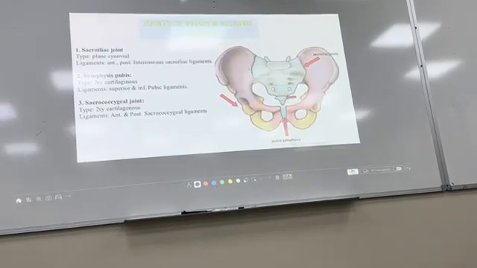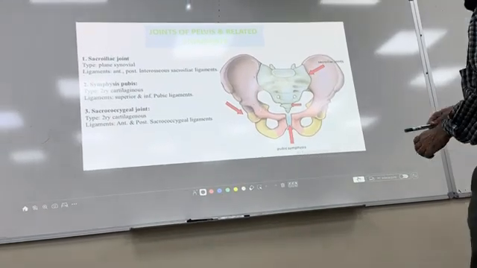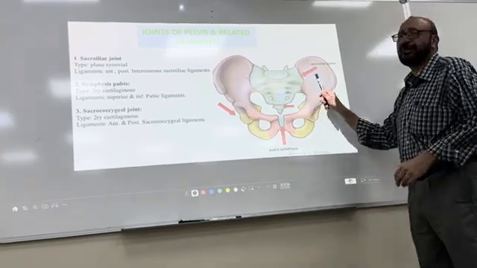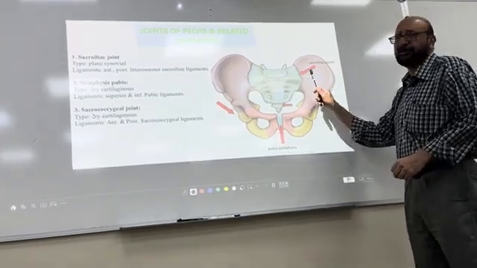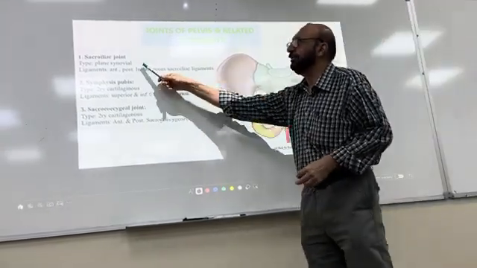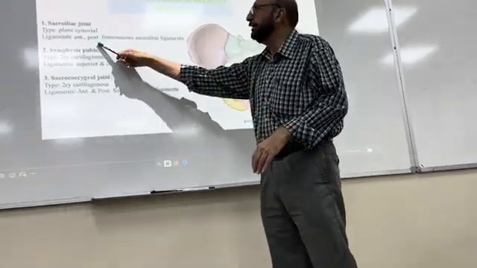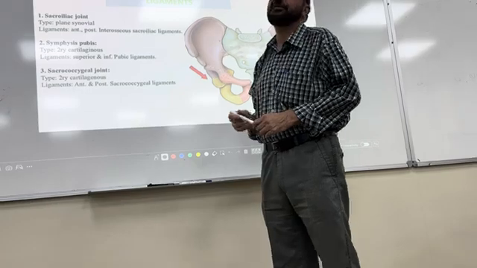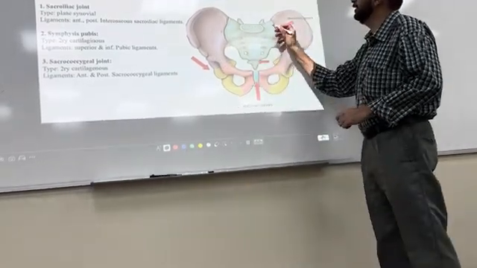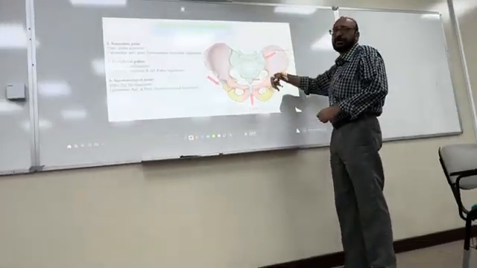Joints of the pelvis, what are the joints? Sacroiliac joint. Where is the sacroiliac joint? Here, between sacrum and ilium. Type of the joint, plain synovial. Ligaments are very easy here: anterior and posterior interosseous sacroiliac ligament. Anterior here, posterior at the back.